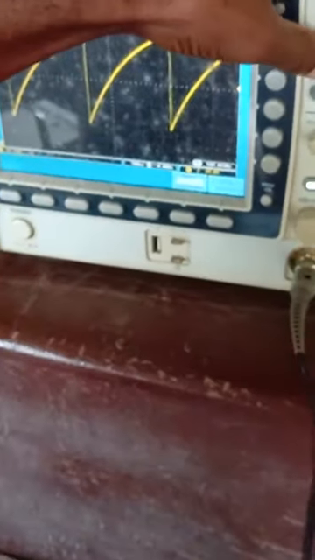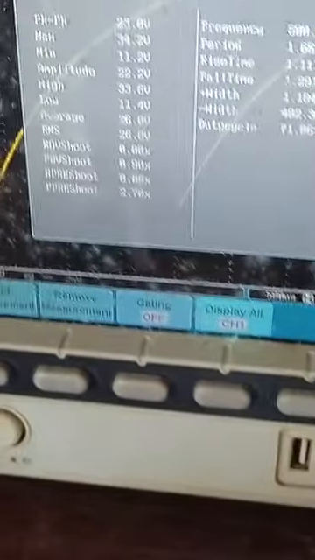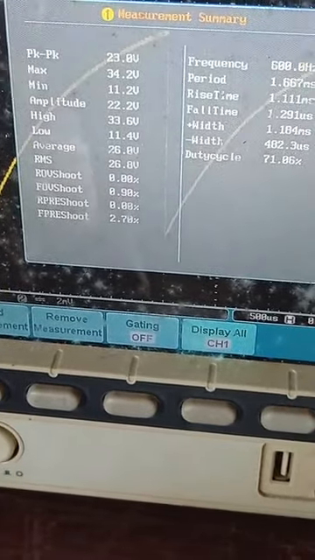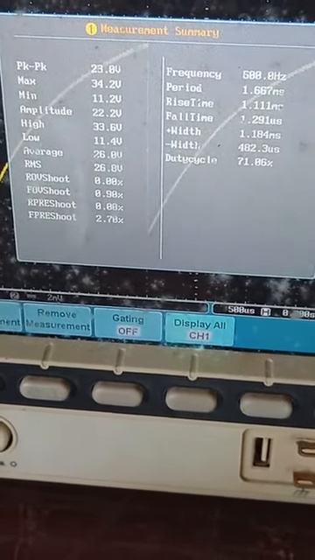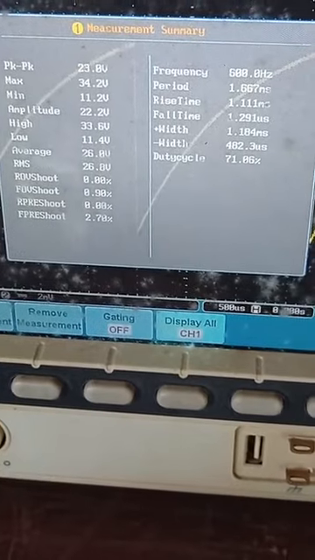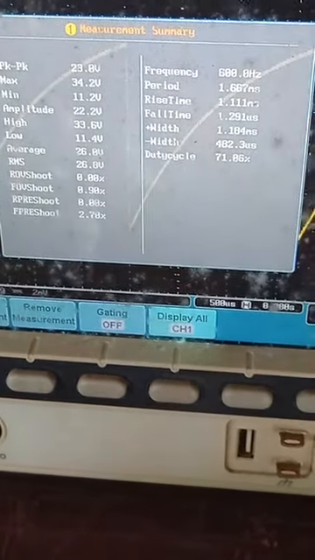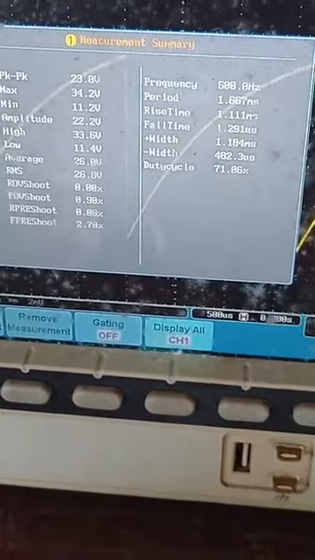And let's measure the amplitude. The amplitude is 22.2 volts. Those are the values for that waveform. In some practicals, we are asked to find the peak to peak value, the peak amplitude value, frequency, or any parameter. Those are the parameters for the waveform that we have on the screen.